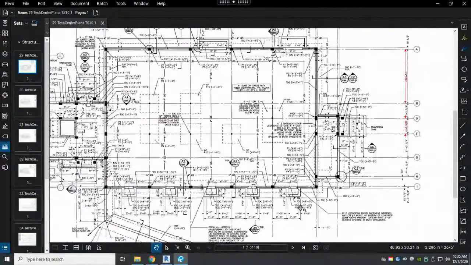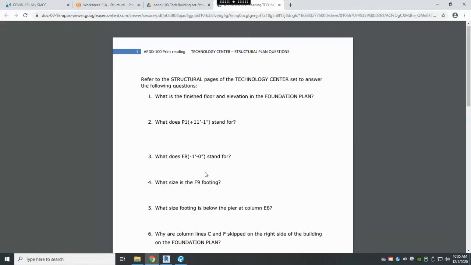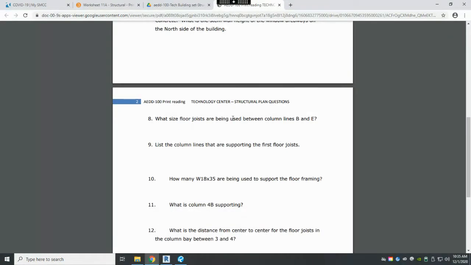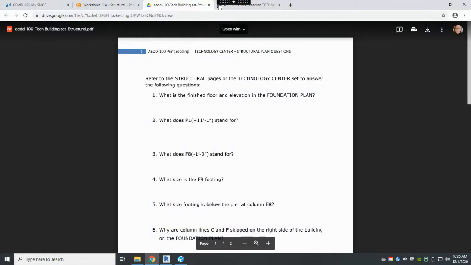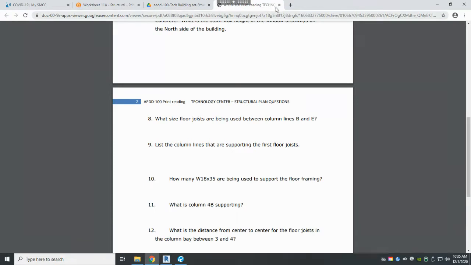Okay. And we're on to question 8. What size floor joists are being used between column lines B and E? So we have to find those two column lines, and then we're going to figure out where those floor joists are, or what floor joists are being called out there.